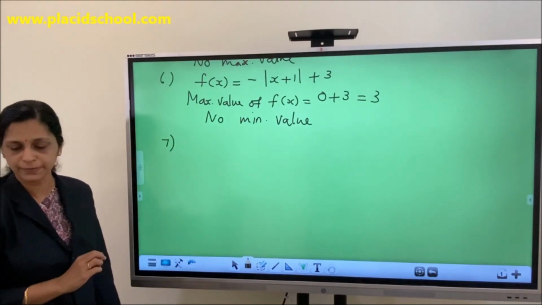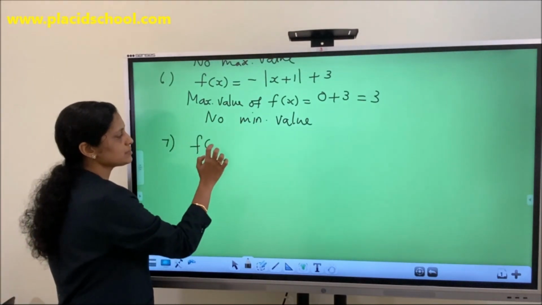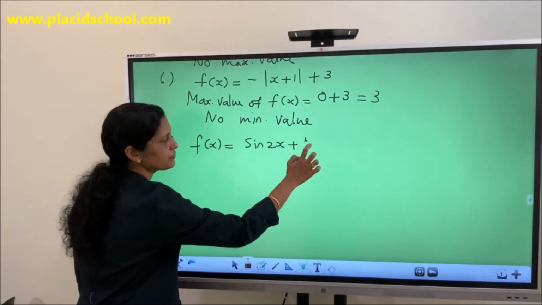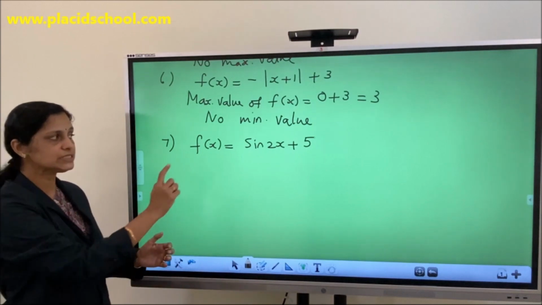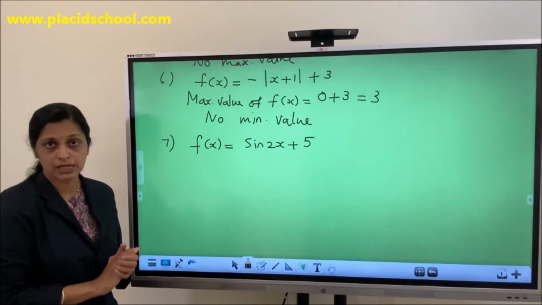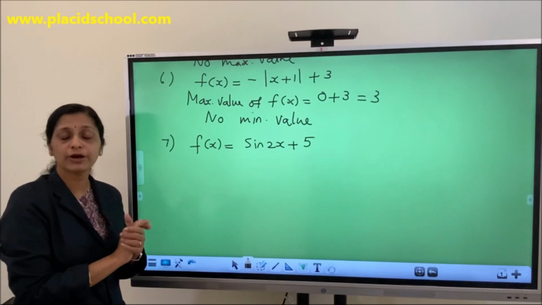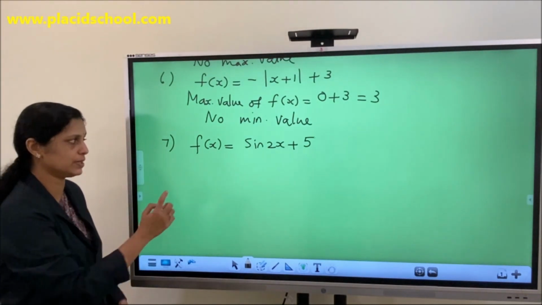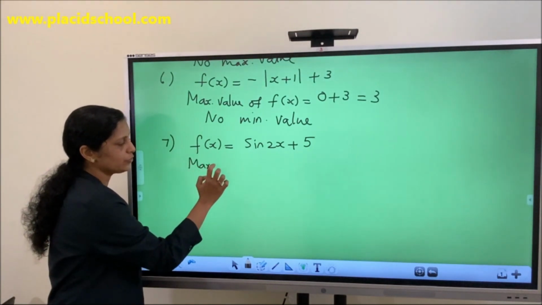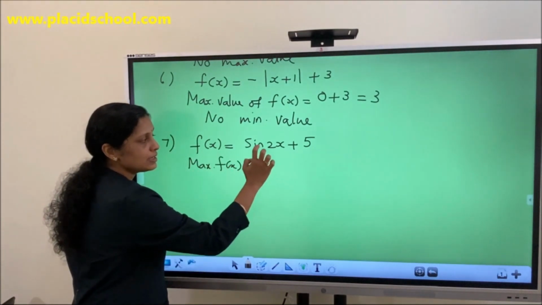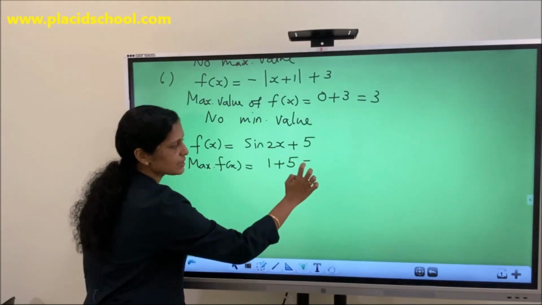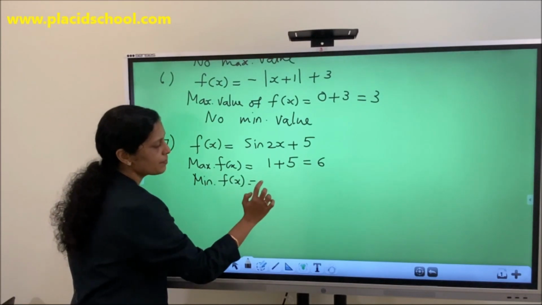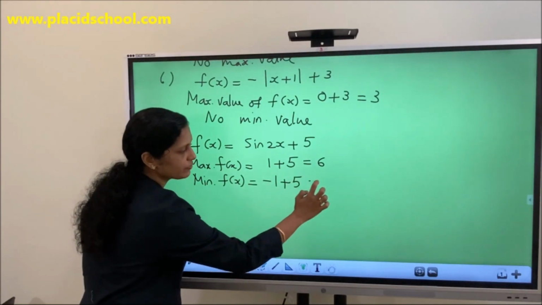Next, question number 7: f(x) = sin 2x + 5. The first term is sin 2x, and we know that the maximum value taken by sine is 1 and the minimum value taken by sine is −1. Therefore, the maximum value of f(x) is 1 + 5 = 6 and the minimum value of f(x) is −1 + 5 = 4.